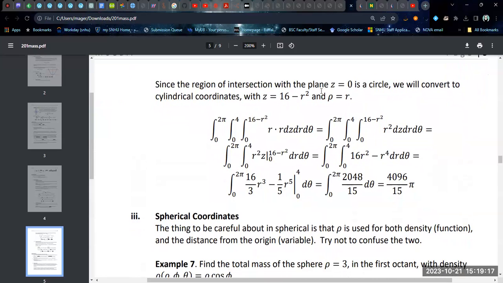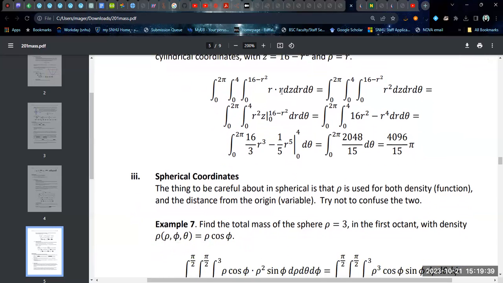Now we're intersecting with the plane, which is z equals 0, and that paraboloid is a circle when it intersects the plane. So cylindrical coordinates is appropriate. Our x squared minus y squared becomes minus r squared. And as I mentioned, our density function just becomes r. And then our dV, our volume component, dz, dx, dy, becomes r dz, dr, d theta. Our density function is r.